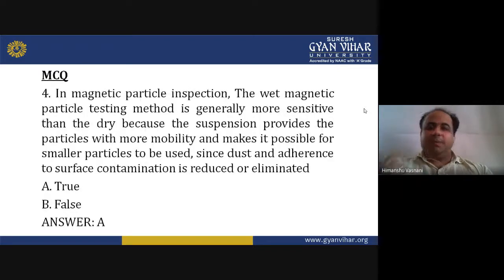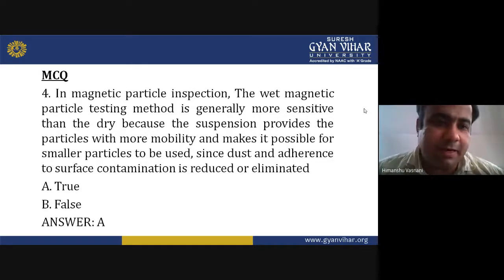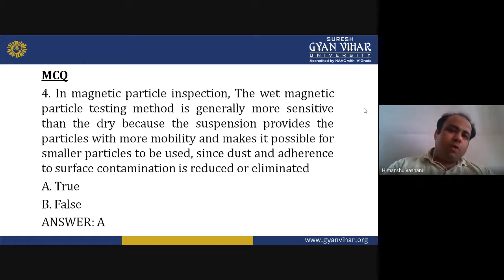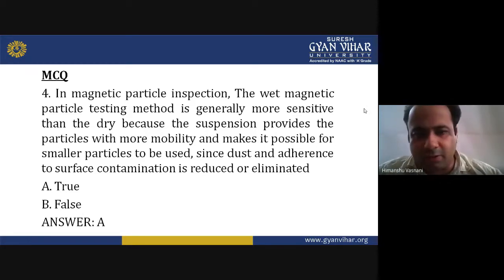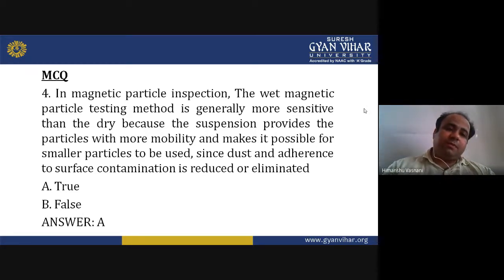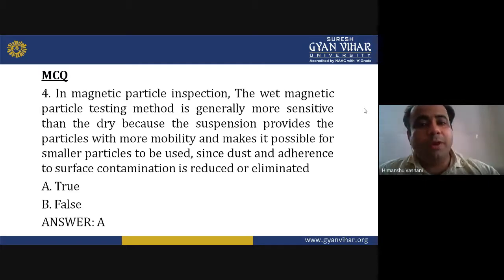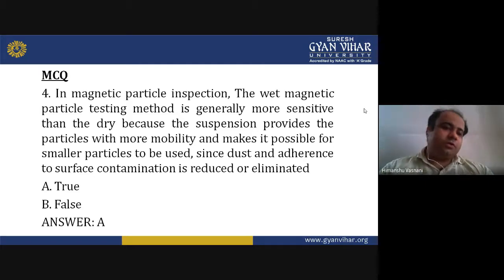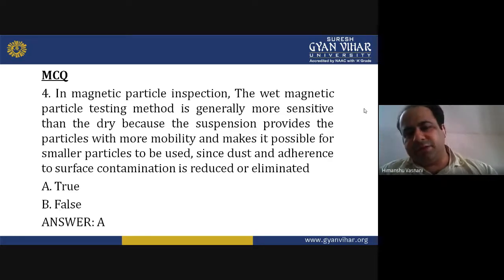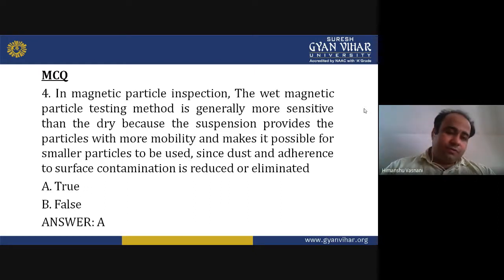In magnetic particle inspection, the wet magnetic particle testing method is generally more sensitive than the dry because the suspension provides the particles with more mobility and makes it possible for smaller particles to be used, since dust and adherence to surface contamination is reduced or eliminated. Is it true or false? It is true in this case.